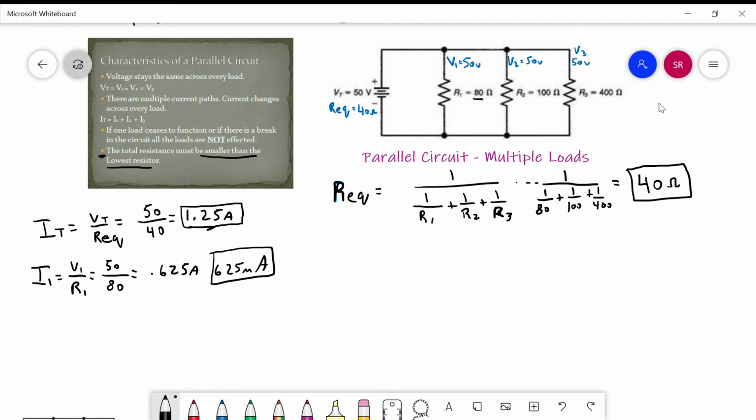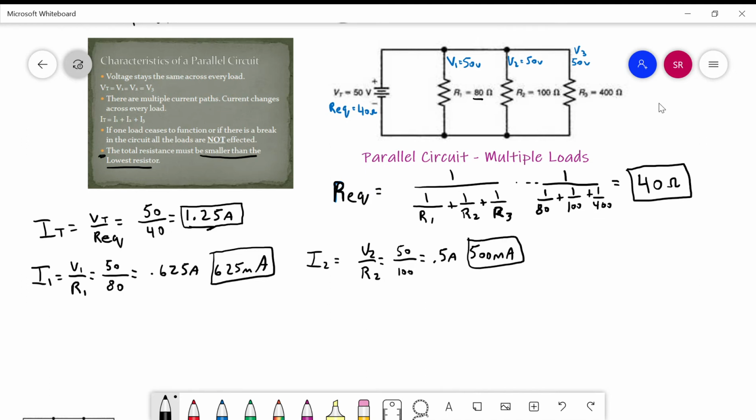Alright, let's do I2 next. Now, will I2 be higher or lower than I1? Let's see. My V2 over R2, that's 50 divided by 100. And what do we get? Oh, I got 0.5 amps. Oh, look at that. It's lower than I1. 500 milliamps. Oh, my bad, I should have written milliamps here. 500 milliamps.